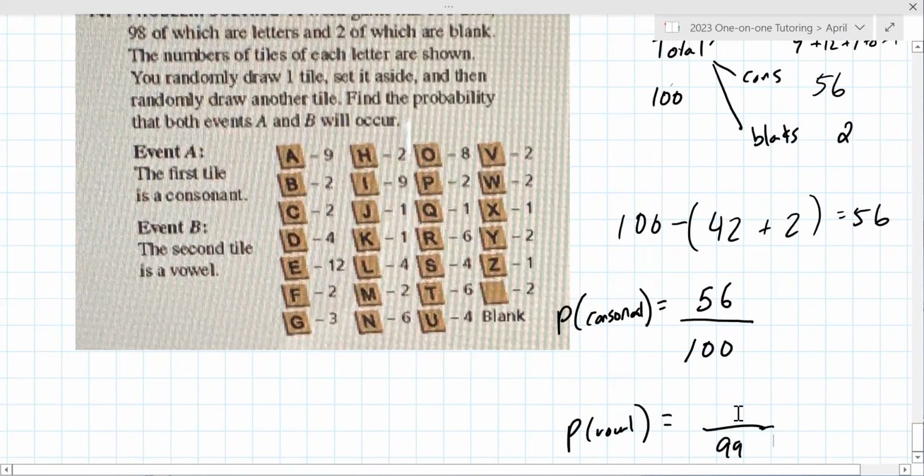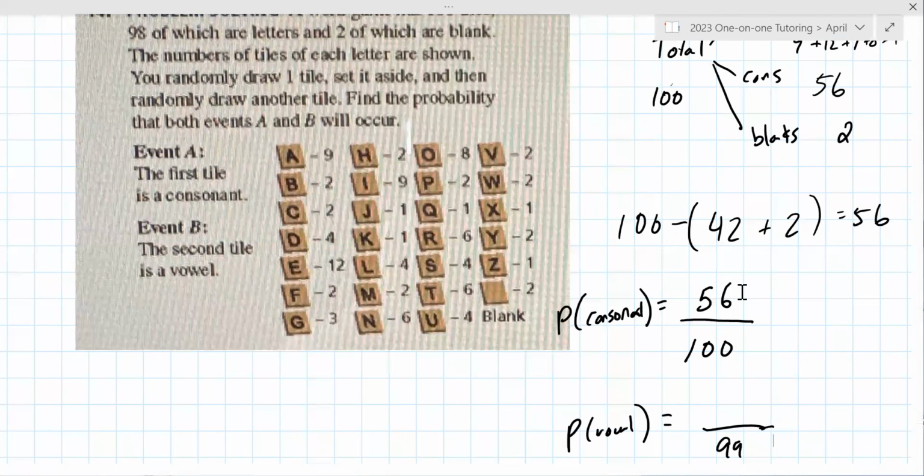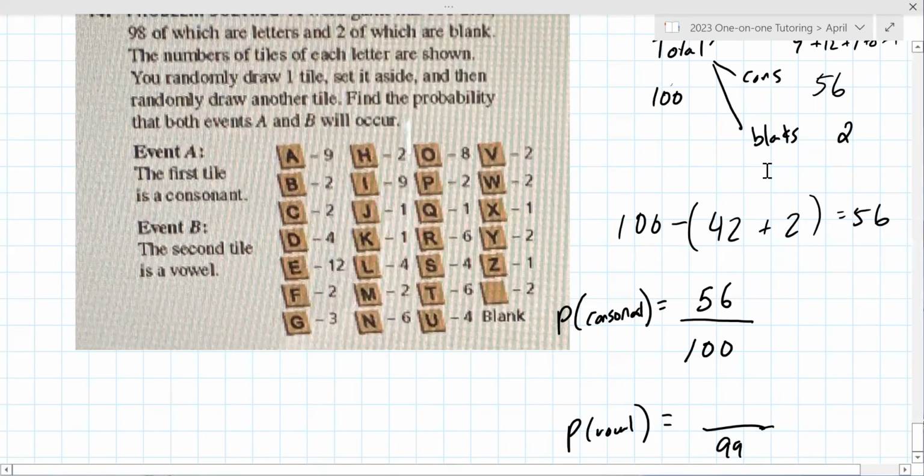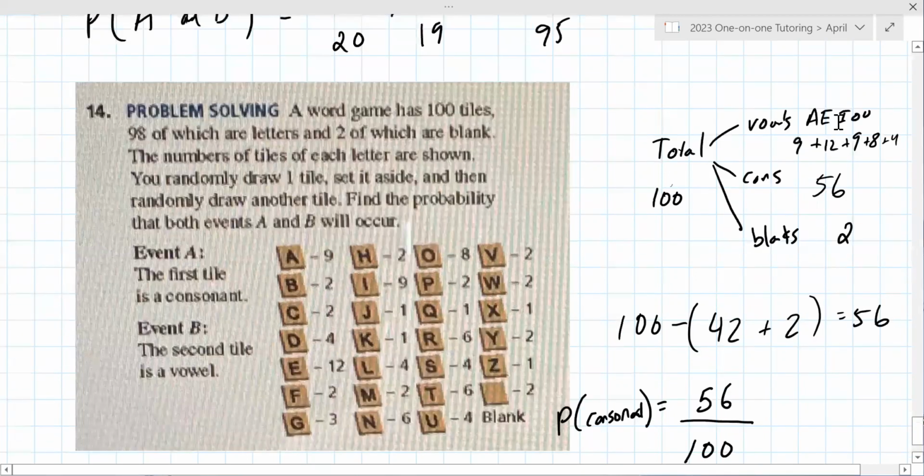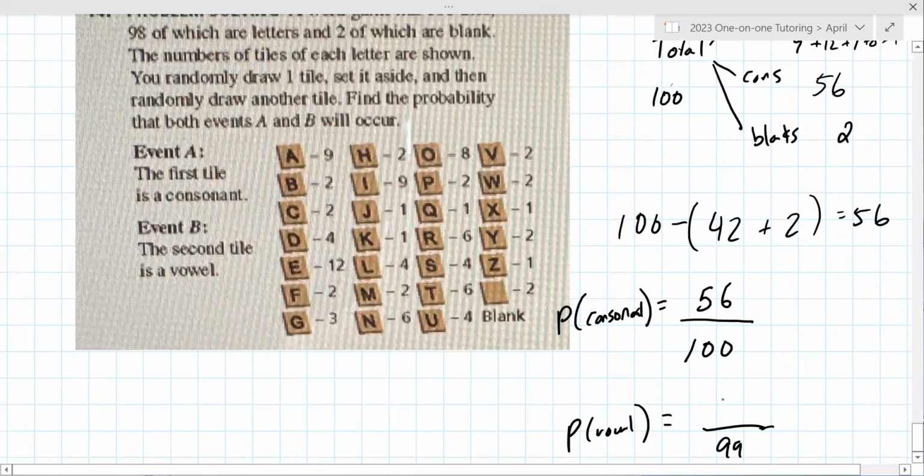Now, the second is a vowel. Did we grab a vowel the first time? It says event A is the first letter is a consonant. So are we changing this number 56 or are we using a different number altogether? A different number, right? Yes. We're using the fact that there are 42 vowels. Yes. Okay.